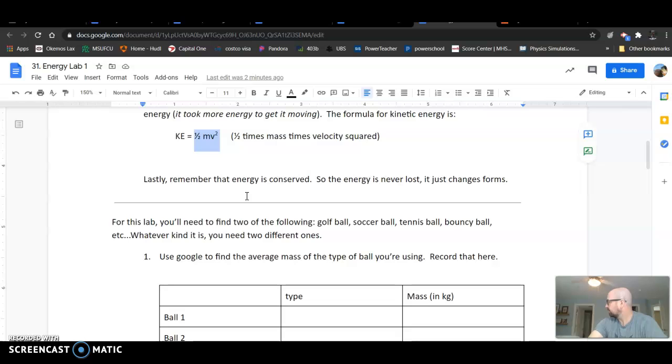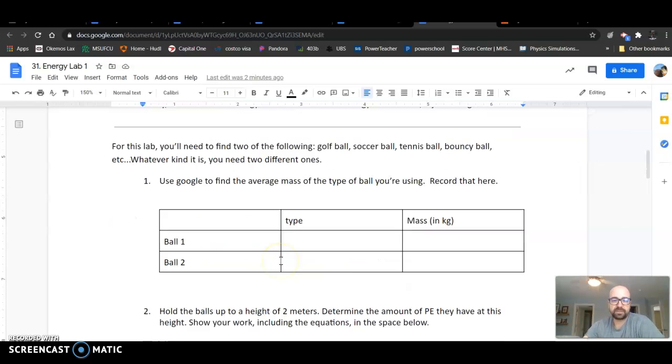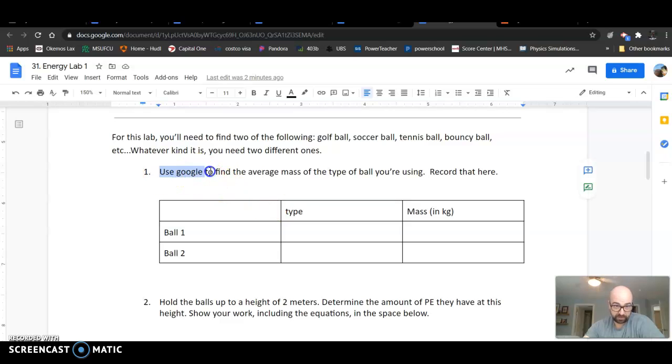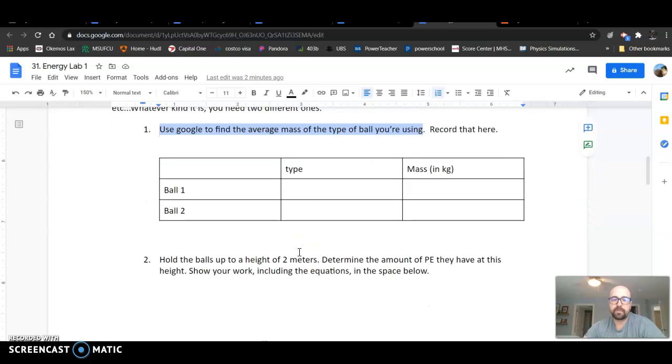So hopefully you have two of those. And then what I need you to do, usually we would mass those at school, but just get on Google and type in average mass of a soccer ball and use whatever you get there. Make sure it's in kilograms. So whatever type of ball you have and the mass you find, I just need you to have something there for what you're going to do.